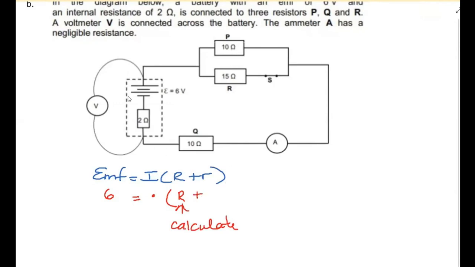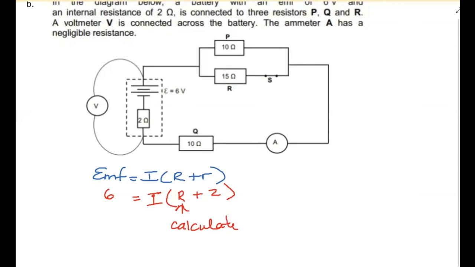Do I know my internal resistance? Yes, I do. So if you look here, I'm just going to write the I there. If I calculate my total external resistance, I'm going to be able to find my current. So very often kids look at questions like this and think, I don't even know where to start. Start with the formula for internal resistance, which is this EMF one. Look at what you are given in your circuit and try and put that together.